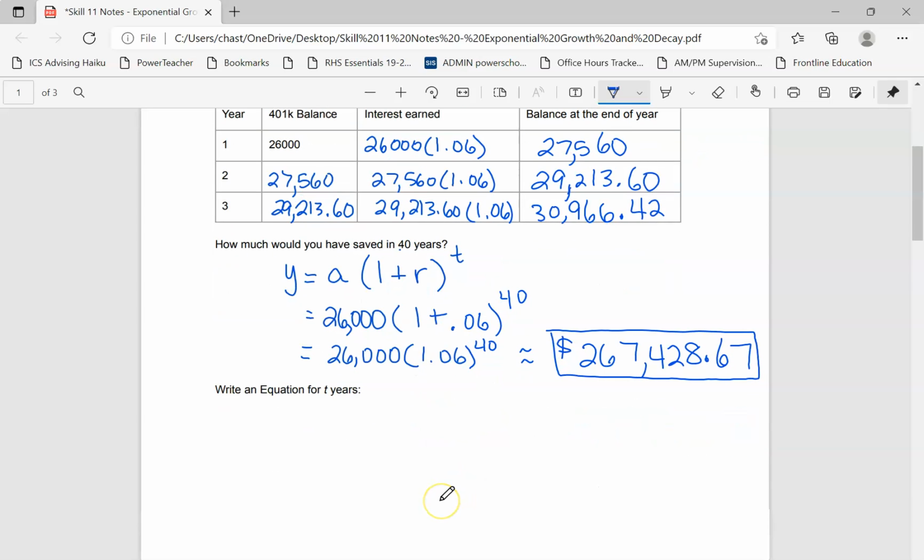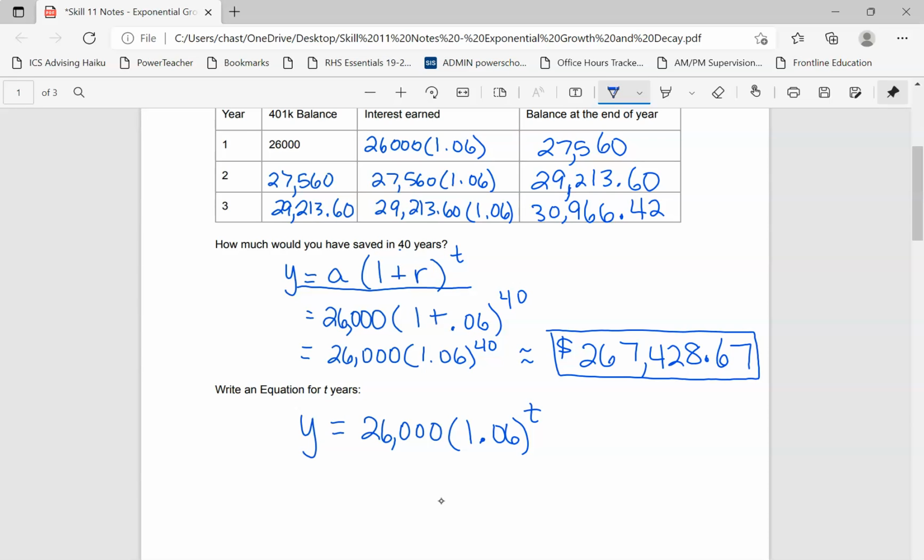All right, so the equation for t years, essentially, I just take that general form that I had, a times 1 plus r to the t, and substitute in the a value, which is the initial value. Then my 1 plus 0.06 would be 1.06 to the t. And you can use that equation to help you figure out any number of years.